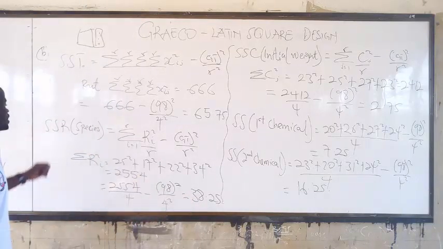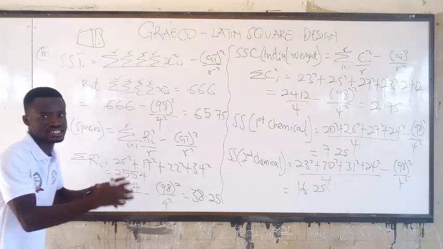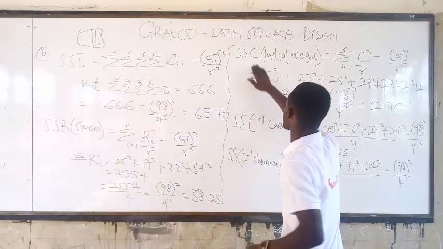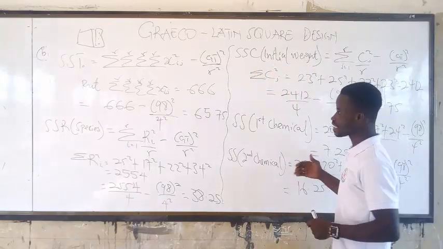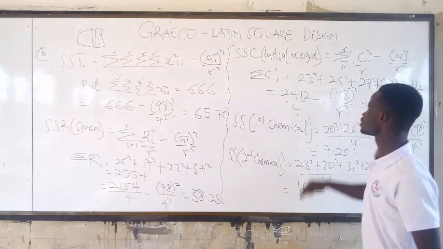So this is the sum of squares of the row. And we know the row is the what? It's the species. Don't forget that. The row is the species. Then we come to the sum of squares of the column. That is the initial weight, right? That is the initial weight. Because we have the species here, we have the weight here. That is the initial weight.